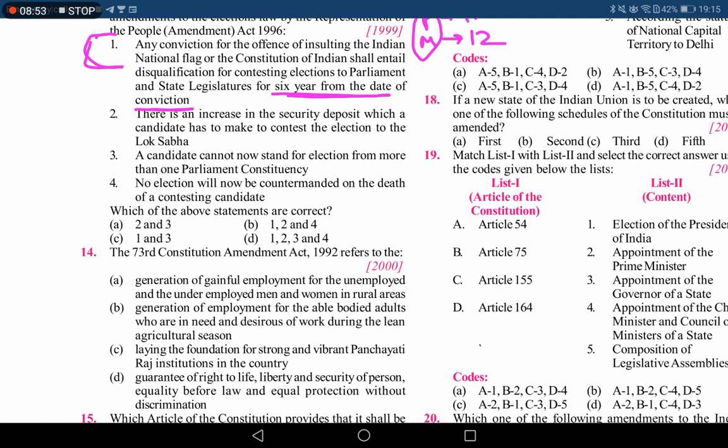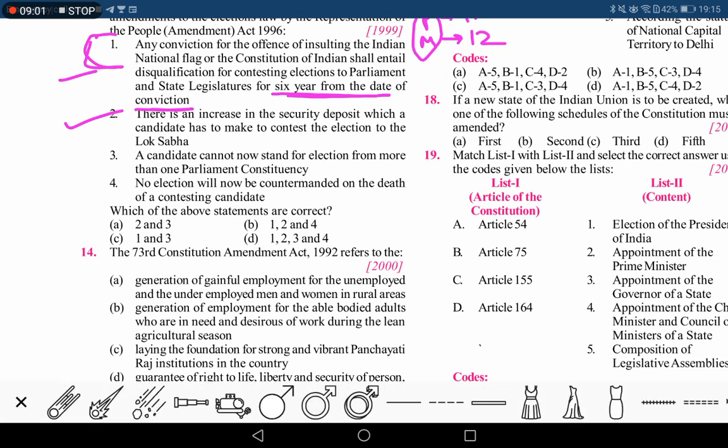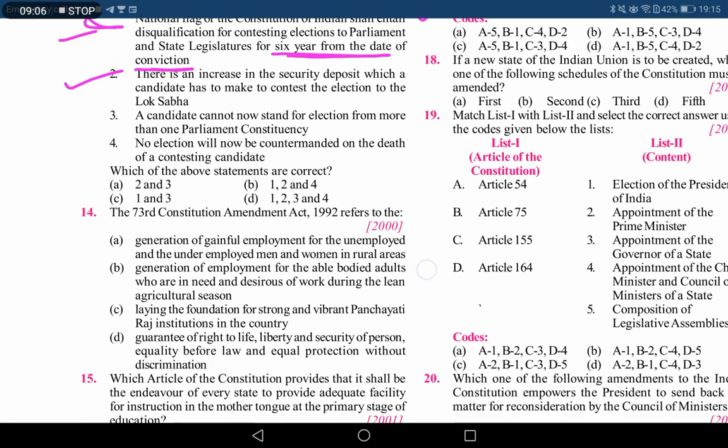Next statement is that there is an increase in the security deposit which the candidate has to make to contest the elections. All right, this is also correct. Then, a candidate can now stand for election from more than one parliamentary constituency. Okay, cannot stand. All right.